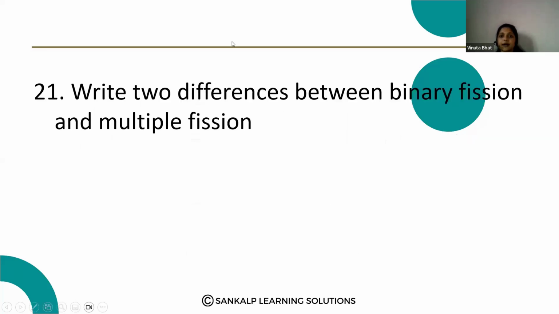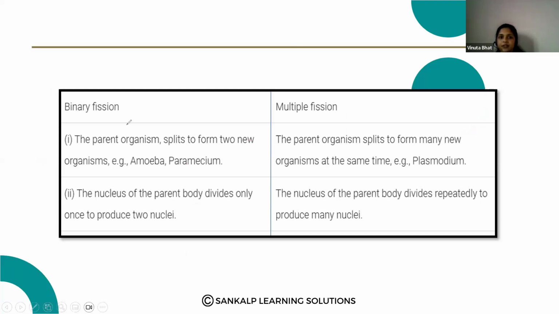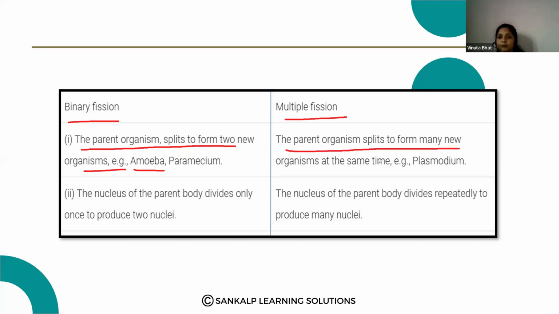Next question. Write two differences between binary fission and multiple fission. So this is also a 2 mark question. In binary fission, the parent organism splits to form two new organisms. This occurs in amoeba and paramecium. In multiple fission, the parent organism splits to form many new organisms at the same time. That is in plasmodium.